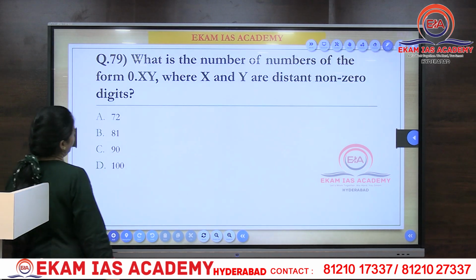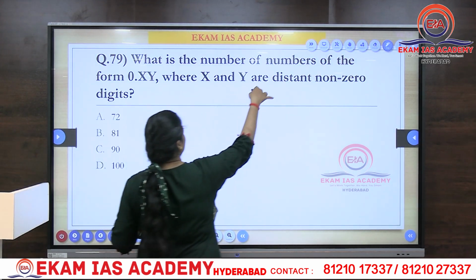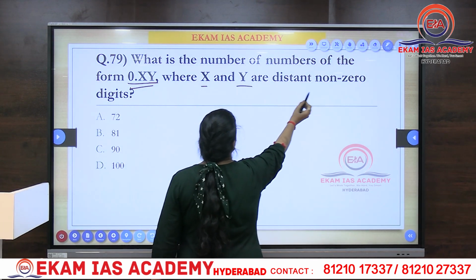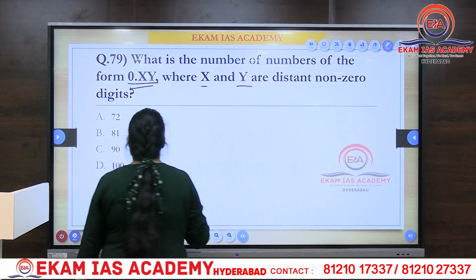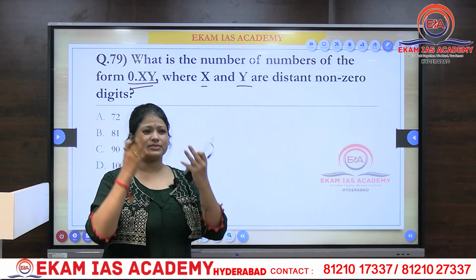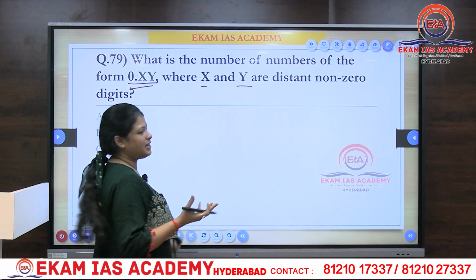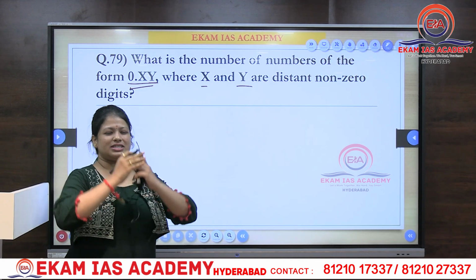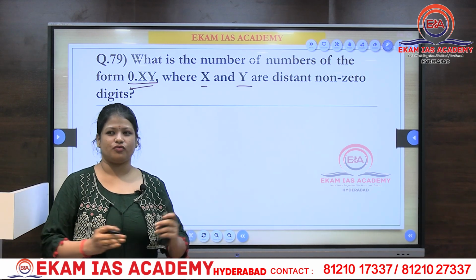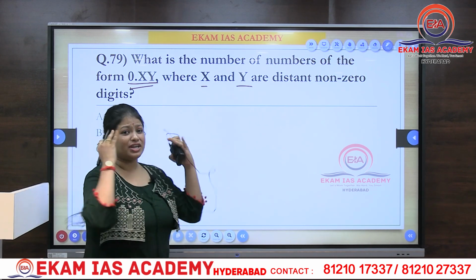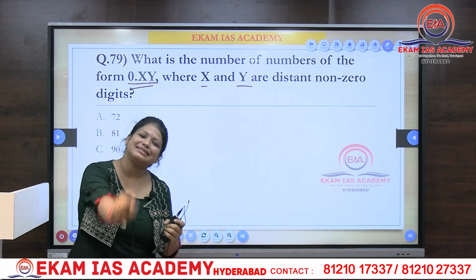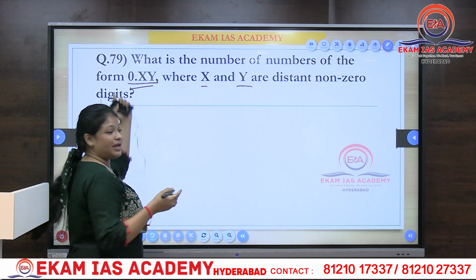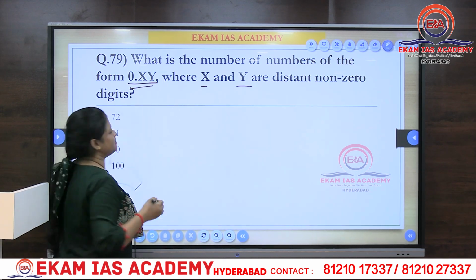Next question is, what is the number of numbers of the form 0.xy where x and y are distinct non-zero digits? Isn't this so confusing? This is intimidating. Yes, it is. So here is the trick. When the question looks very bulky, lengthy, tricky, or confusing, it has a little logic or a little twist you have to navigate, that can make solving easy.